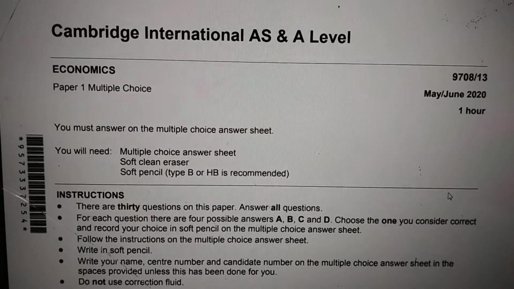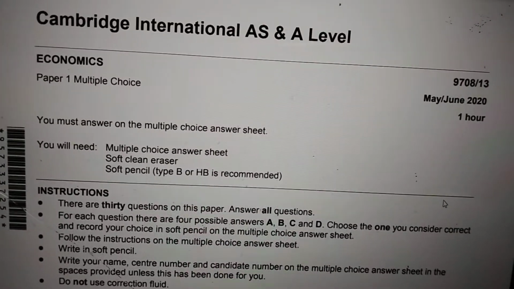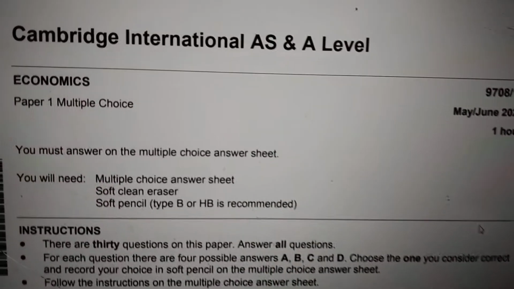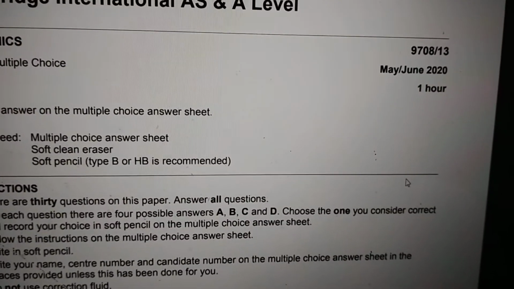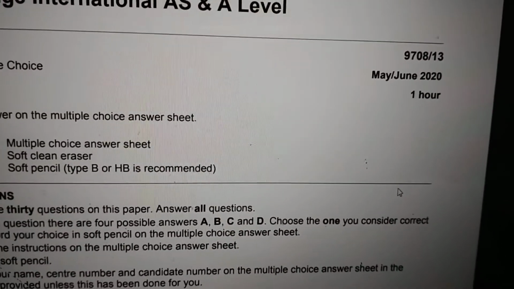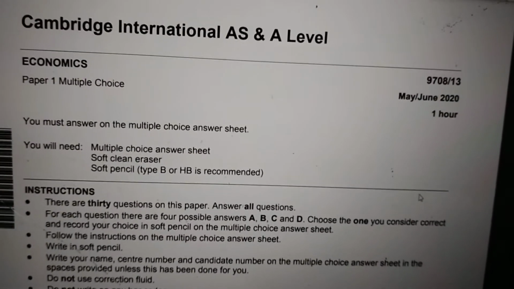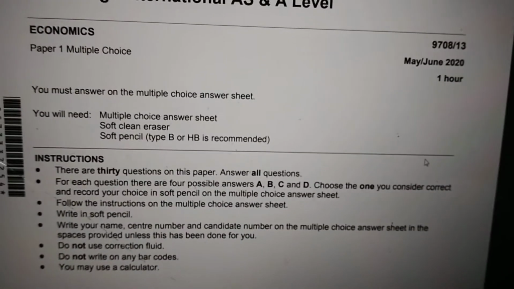Bismillahirrahmanirrahim. Today we are going to look at the MCQs of the AS level economics 9708. You can see that these are the multiple choice questions, Paper 1, variant 3, May-June 2020. Time available for these 30 MCQs is 1 hour. Let's start with the first one.